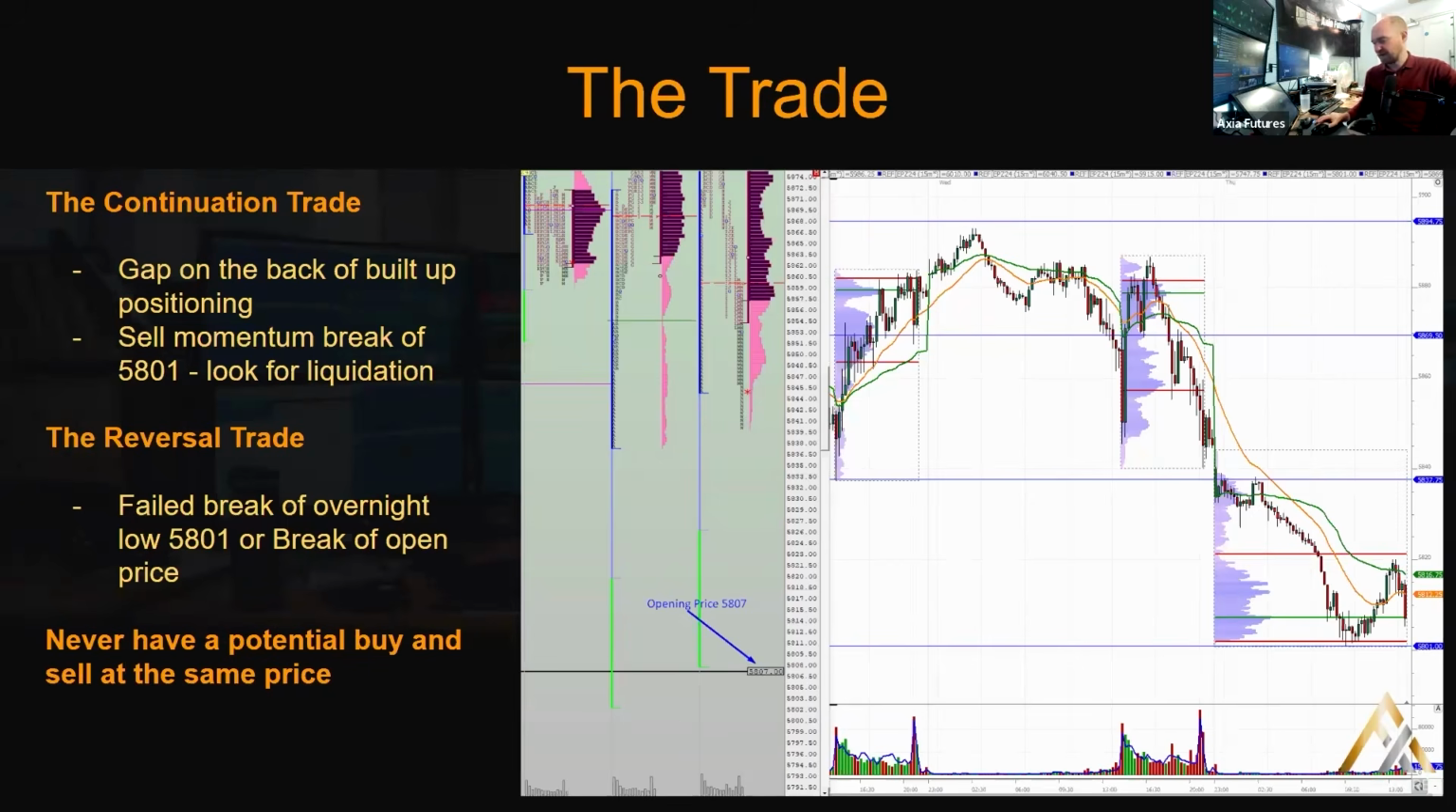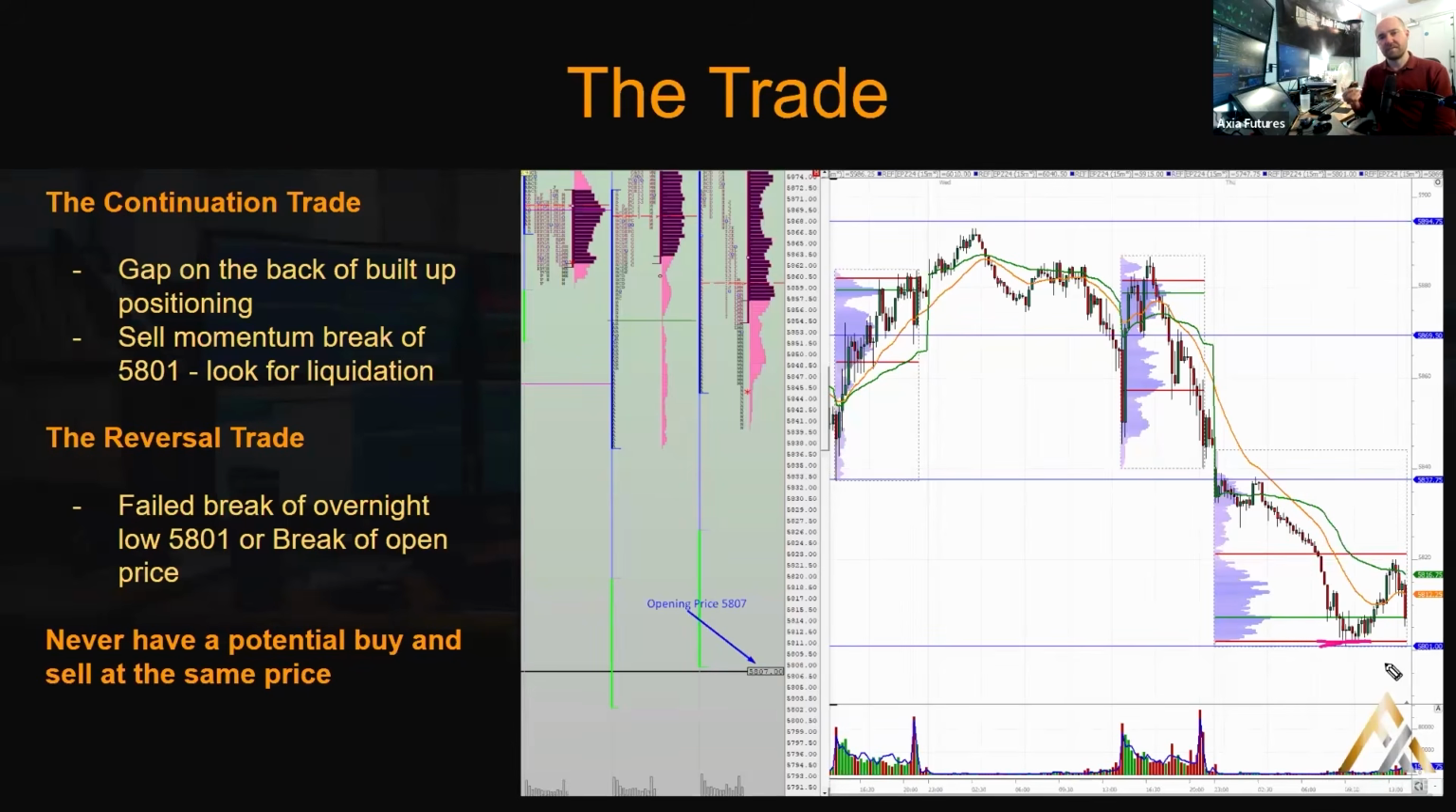The first trade then is your straightforward gap and continuation trade. What you're looking for here, remember those previous lows were 58.01. You're looking to sell any momentum through there. That is also the overnight low. So that's a pretty straightforward trade. Pick up in momentum, you sell through there.